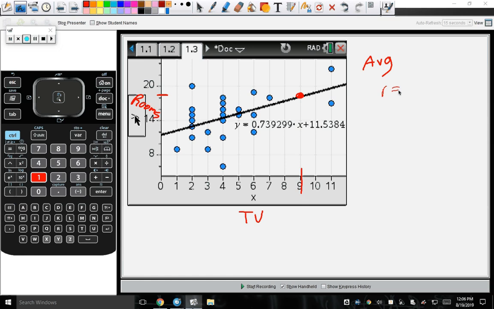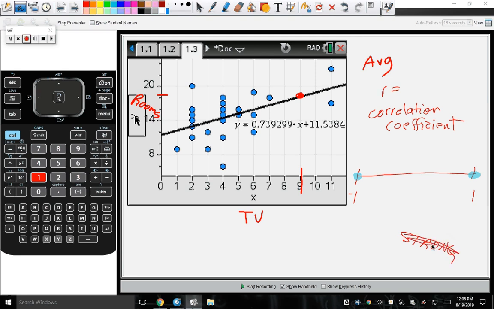R, just by itself, is a correlation coefficient. Just a fancy word to show how strong something is as far as being exact. Okay? For instance, if it's here at 1 or if it's here at -1, it's going to be a very strong correlation. That means every single point that you see would actually be exactly on that line. Now look at our graph. Is every single point on that line? No, it's not a strong correlation.